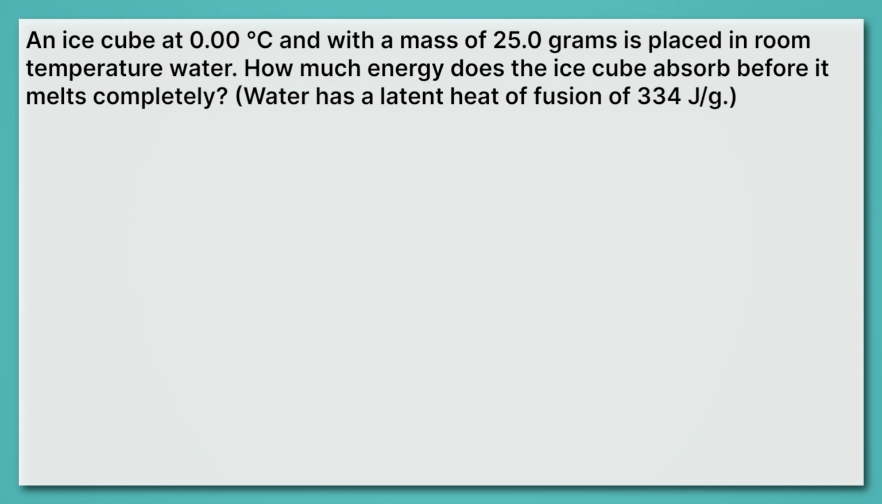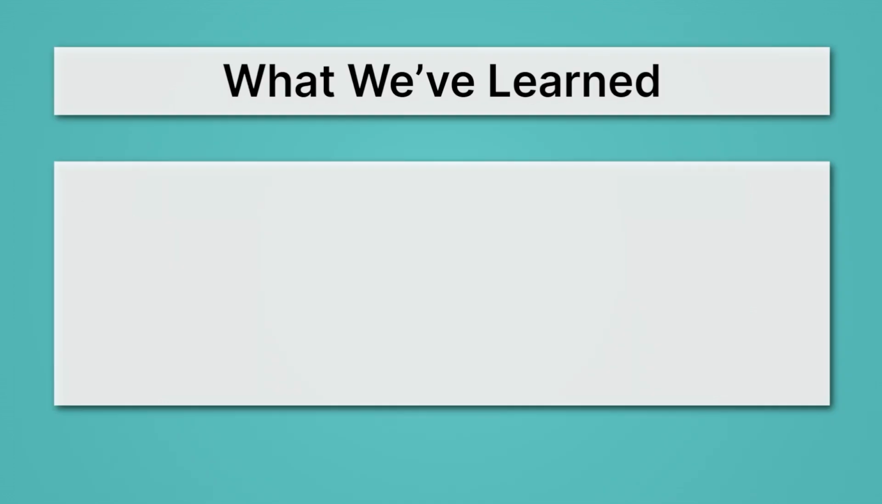Now it's your turn to give this a try. An ice cube at 0 degrees Celsius and with a mass of 25 grams is placed in room temperature water. How much energy does the ice cube absorb before it melts completely? Water has a latent heat of fusion of 334 joules per gram. Okay, pause the video and see if you can calculate the total energy that is needed. All right, were you able to get the answer? You should have gotten 8,350 joules of energy.